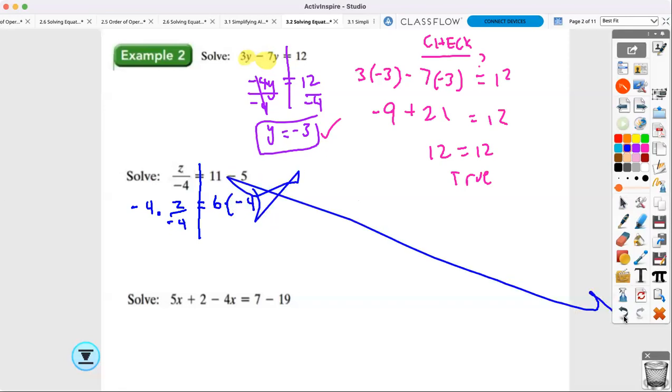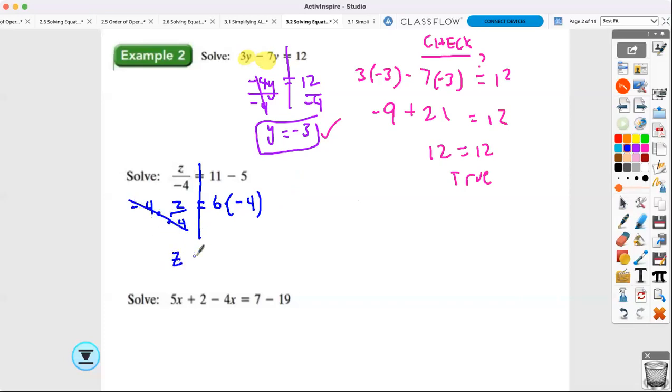So make sure that you guys don't get confused by that. So I know it's gonna be these two cancel out, so Z is there. 6 times negative 4 is negative 24. So we want to make sure we're right?